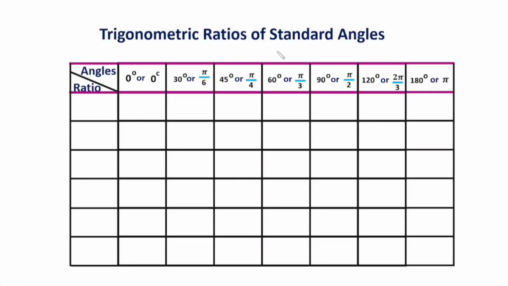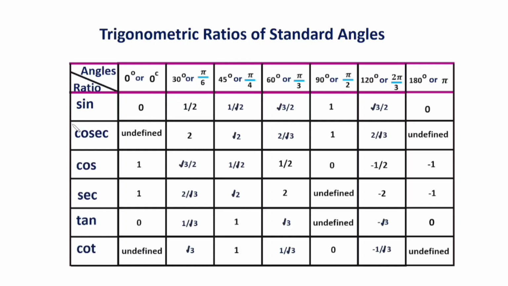Trigonometric ratios of standard angles. In the table, standard angles are given in degrees and in radian column-wise, and all the trig ratios are given row-wise. You have to learn the values of different trig ratios for all the standard angles very well. If you learn these values very well, you can easily solve any trig problem.